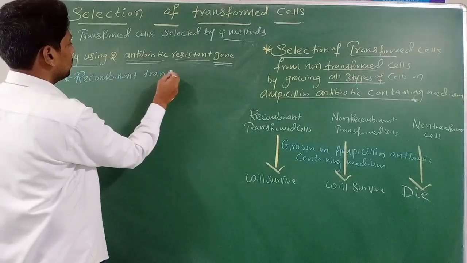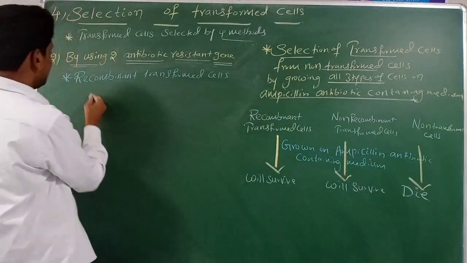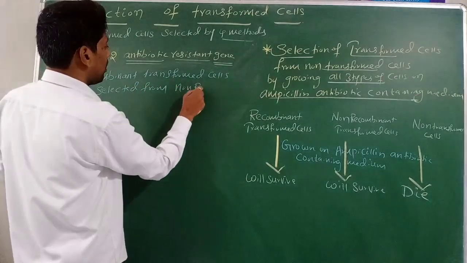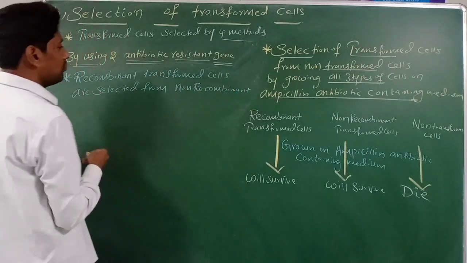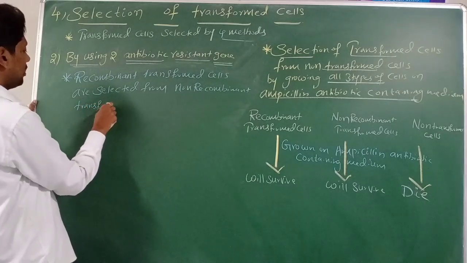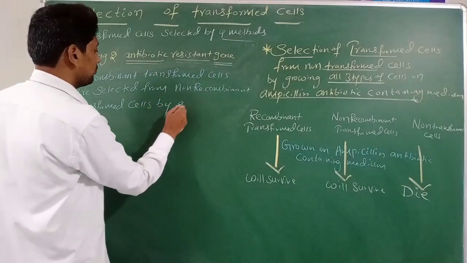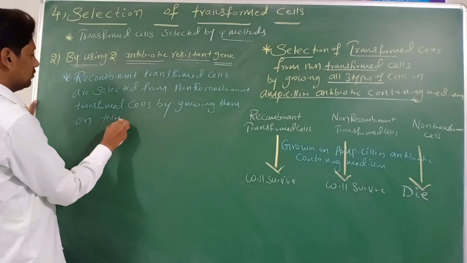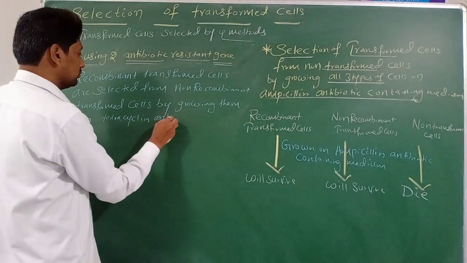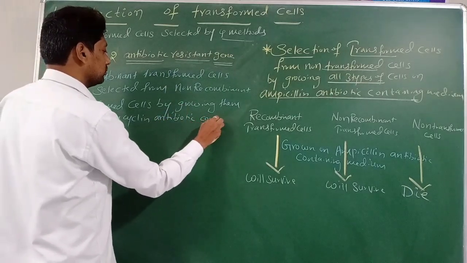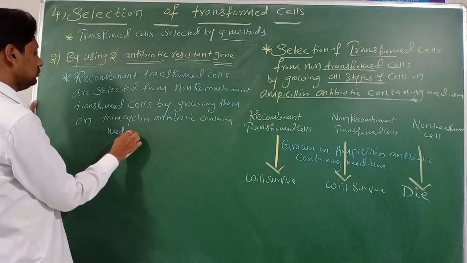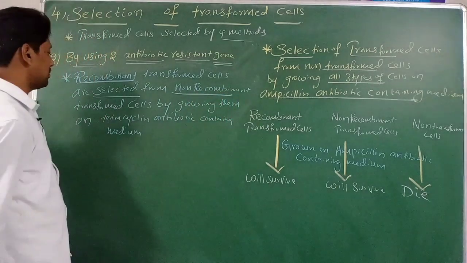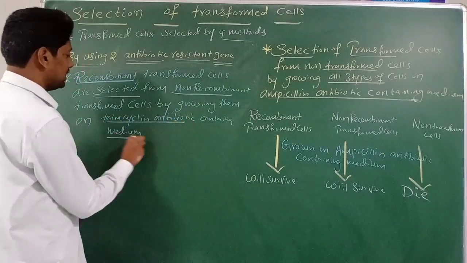Therefore, recombinant transformed cells are selected. Recombinant transformed cells are selected from what, sir? Non-recombinant transformed cells by growing them on what, sir? Tetracycline antibiotic containing medium. Is it okay? Right? Therefore, recombinant transformed cells are selected from non-recombinant transformed cells by growing cells on a tetracycline antibiotic containing medium.